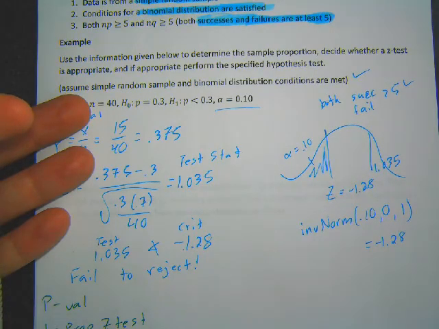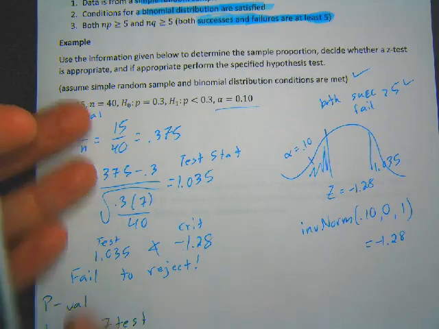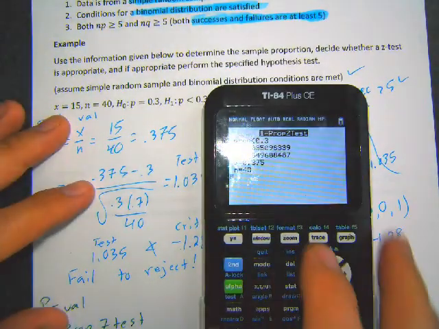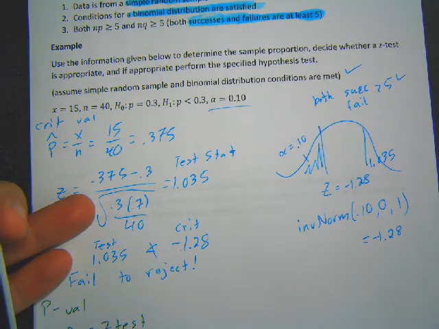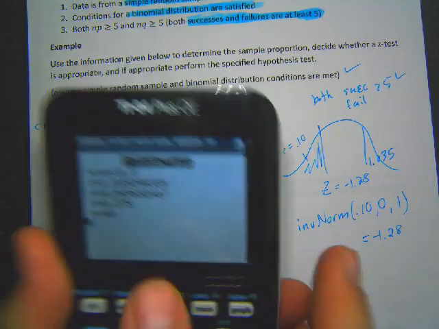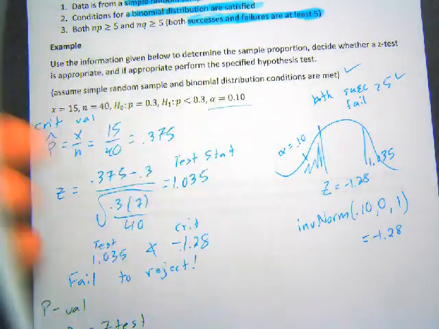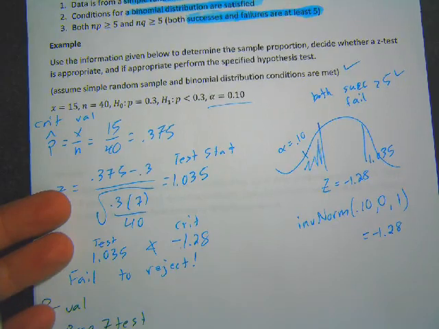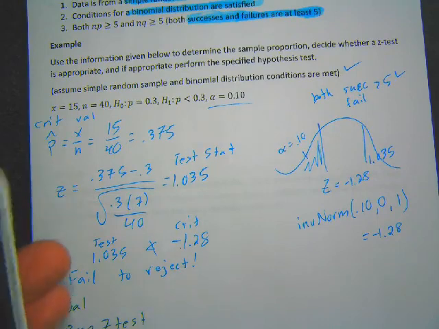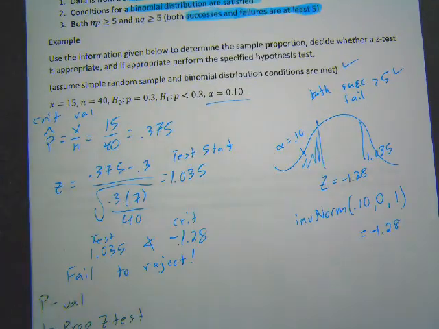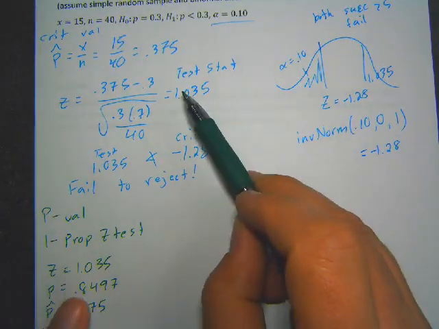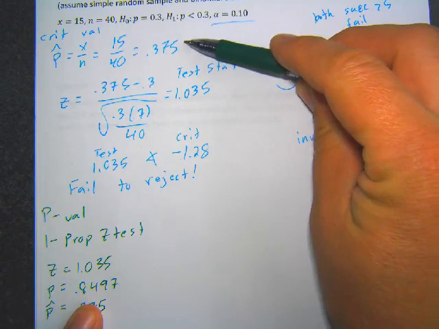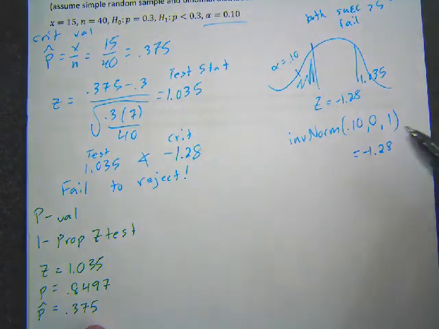It gives us the test statistic 1.035. It actually gives you the p-value, which is 0.8497. I guess you round to what you need. And it gives us the sample proportion, 0.375, which we found up here. So you can see how you can get all that information from the calculator. The one thing the calculator isn't giving us that we had to do up here was the critical value. It does give us the test statistic and the sample proportion, it just doesn't give us the critical value.